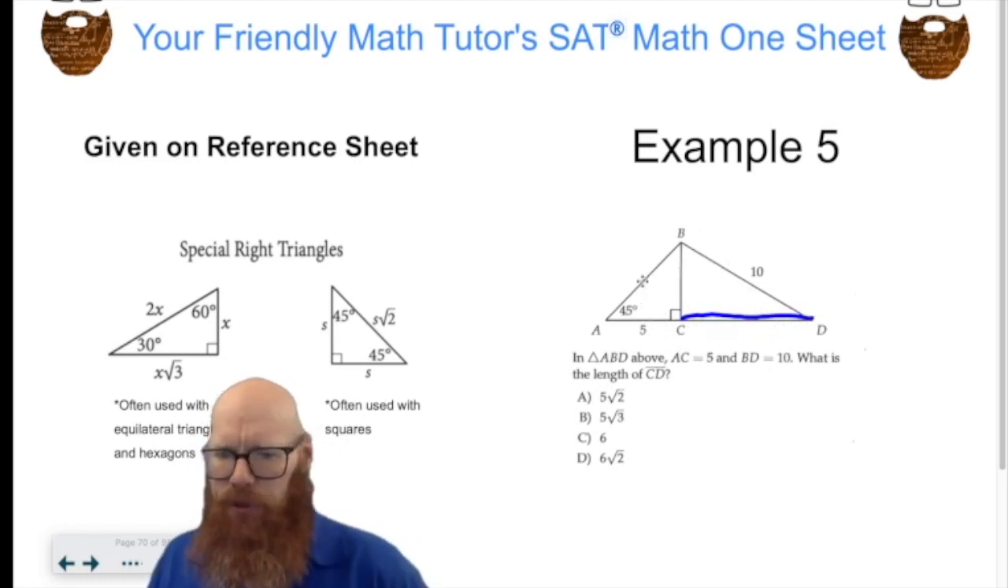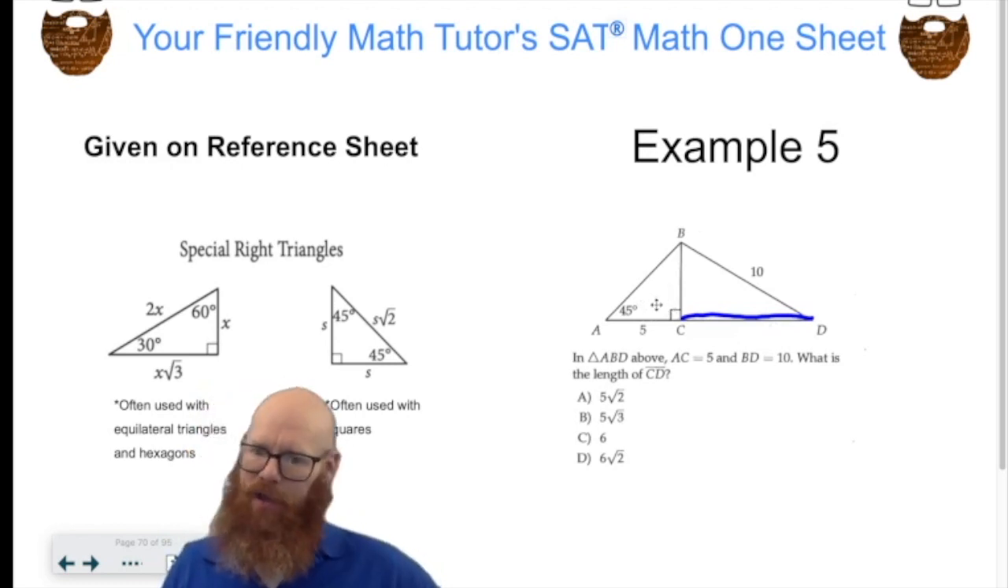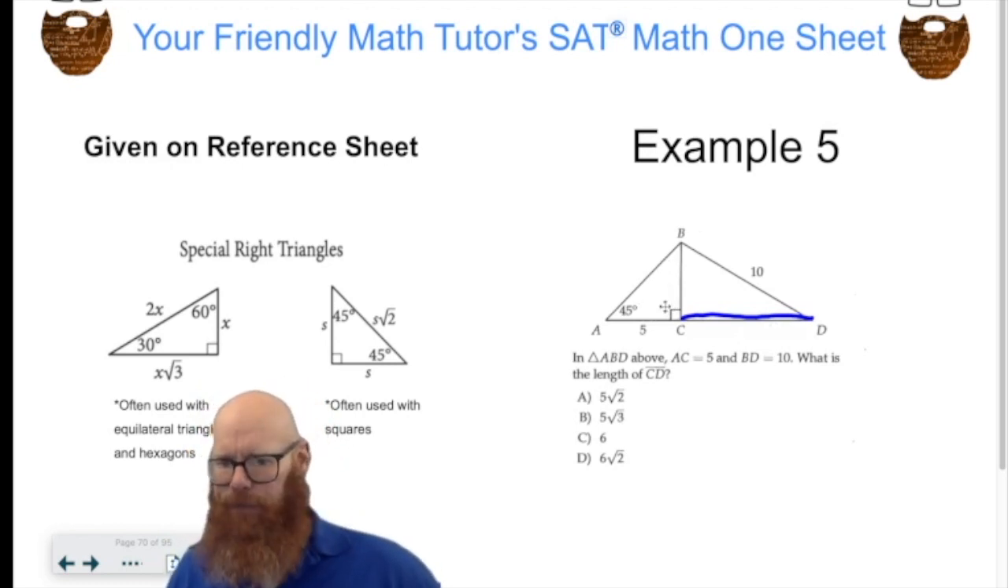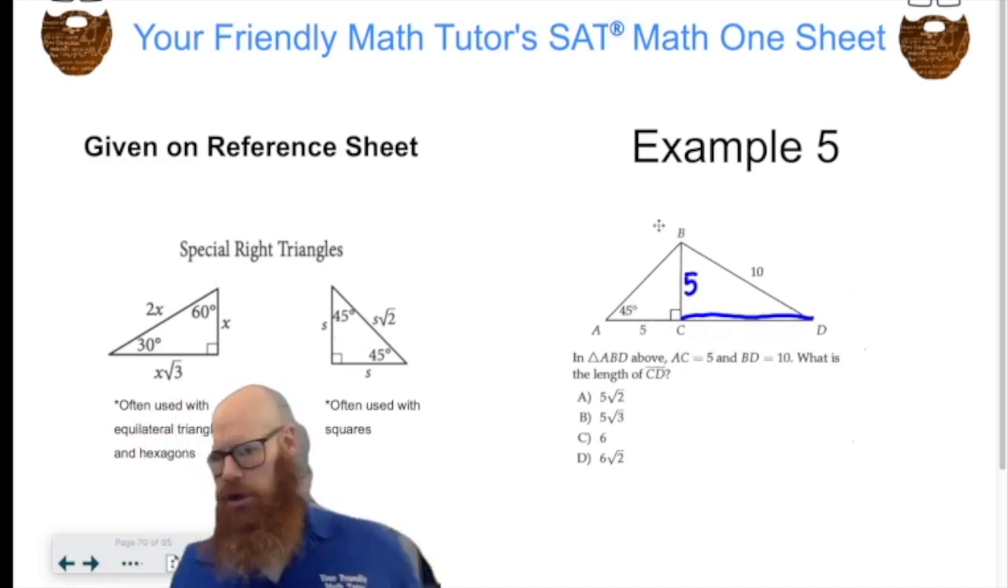So we're trying to find CD. And we look at this triangle on the left. It's a right triangle, and it's a 45, 45, 90. So that means we're going to look at our 45, 45, 90 triangle, which says that our sides are s and our hypotenuse is s root 2. What we're really concerned with is BC, which is also 5.